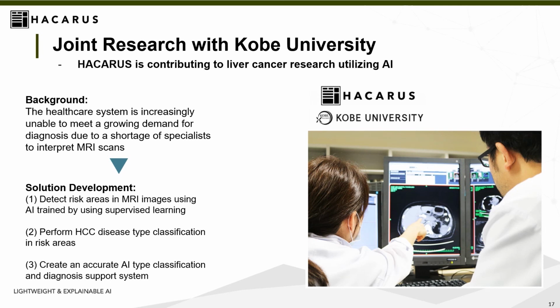The 2 parties will develop a solution as following. Firstly, risk areas in MRI images using AI trained by supervised learning will be detected. Then, HCC disease type classification in risk areas will be performed. Finally, an accurate AI type classification and diagnosis support system will be created.